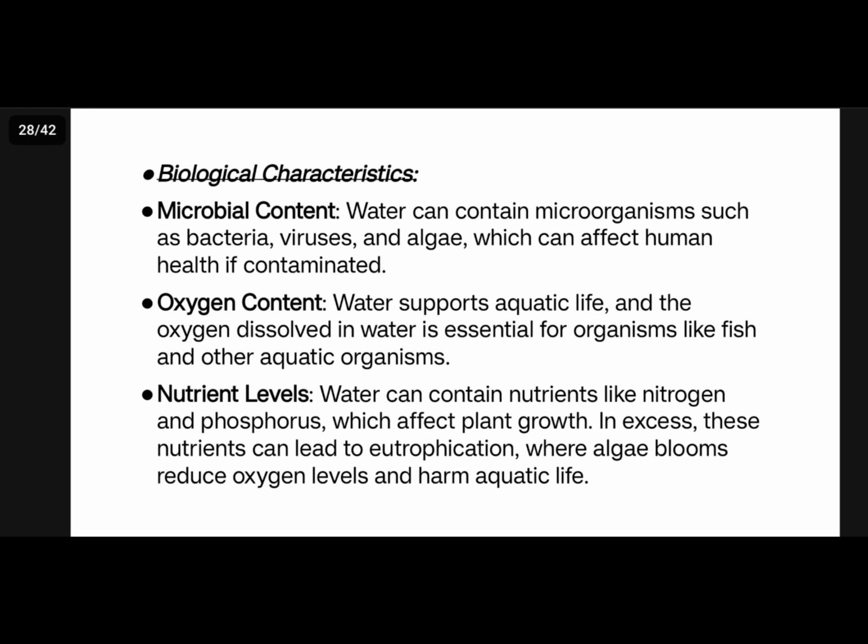Nutrition level. Water can contain nutrients like nitrogen and phosphorus, which affect plant growth.